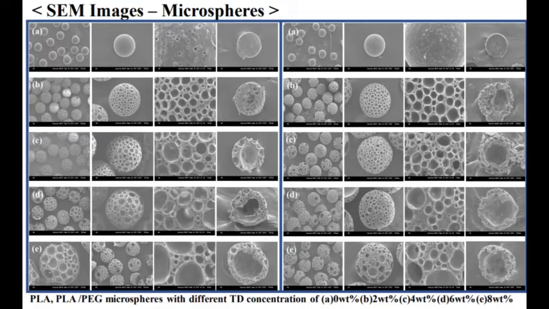In the PLA to weight percent composition ratio, the TD content was given as variables of 0%, 2%, 4%, 6%, and 8%. PLA microspheres manufactured without TD have few pores on the surface and beads filled inside, and bimodal surface pores and hollow interiors were observed for PLA and PLA PEG beads containing TD.